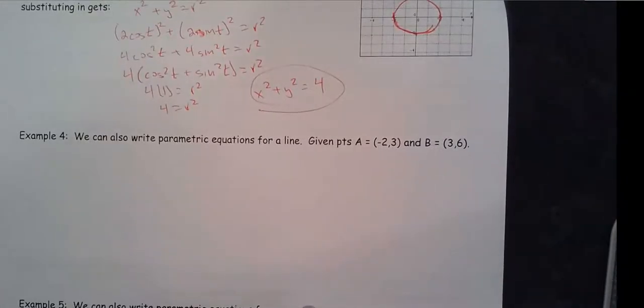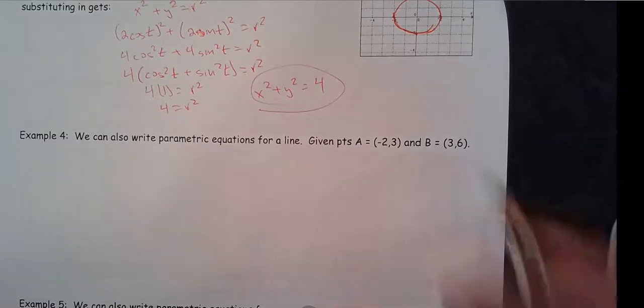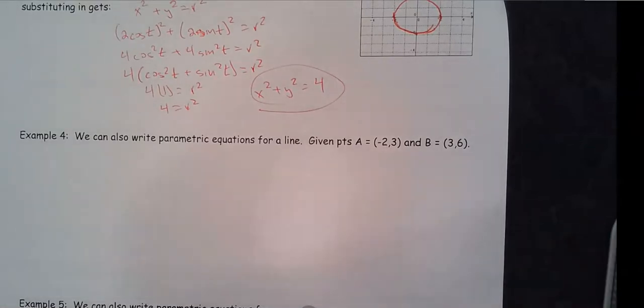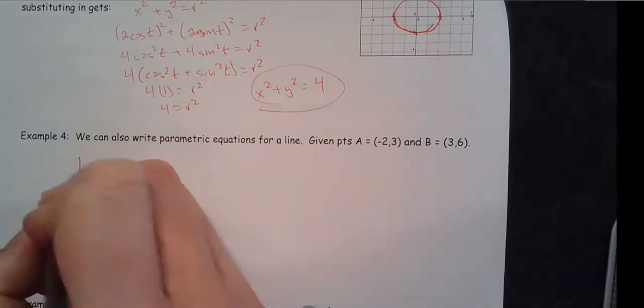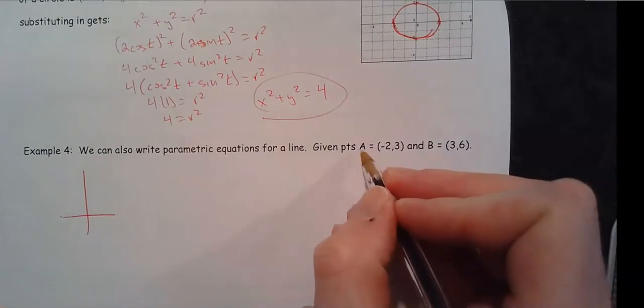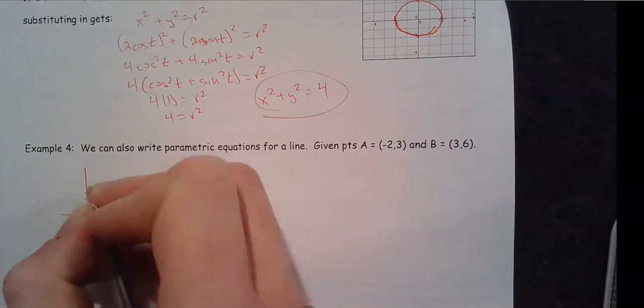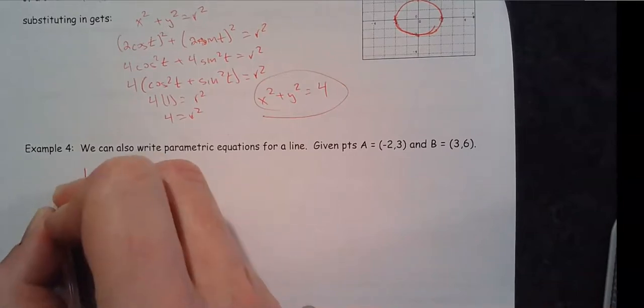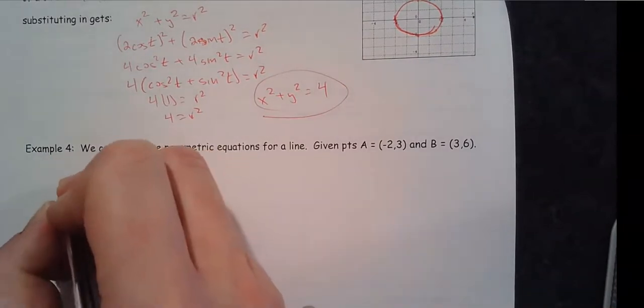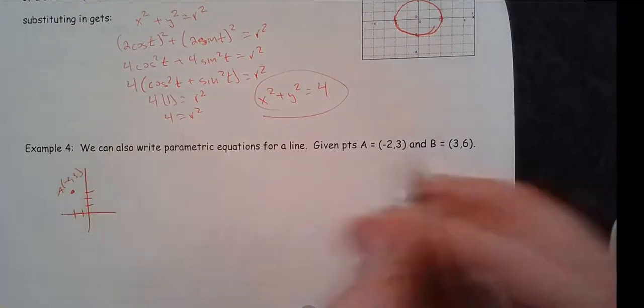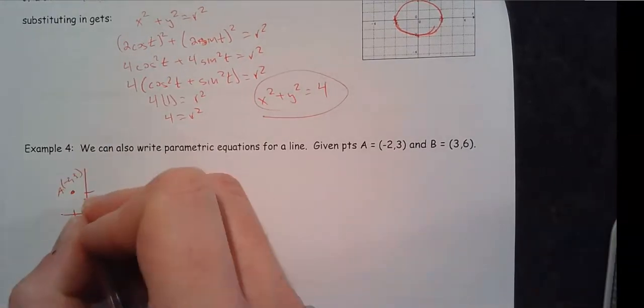We can also write parametric equations for a line. So if I give you 2 points, you could tell me the line that goes through it in parametric form. So first off, here's how we do it. You look at point A is -2, 3. So it's right here. There's point A, which is -2, 3. Point B is 3, 6.